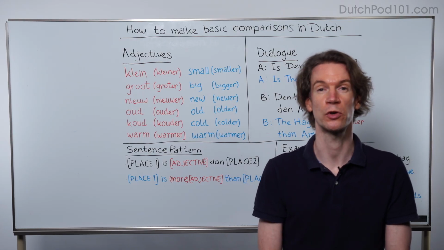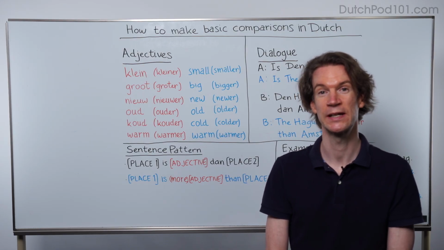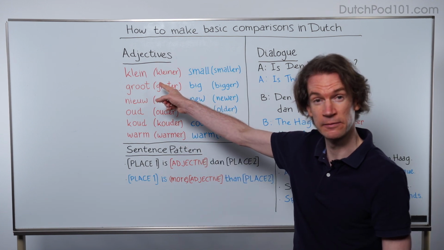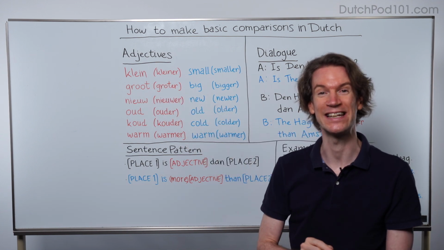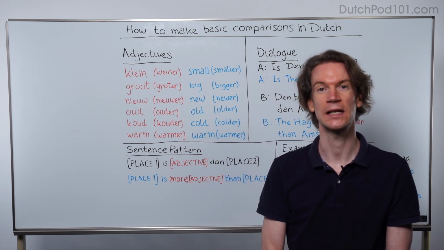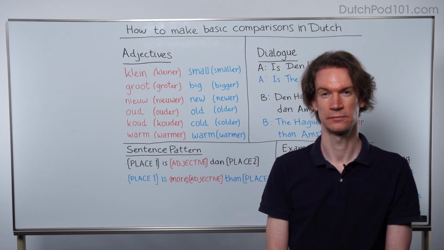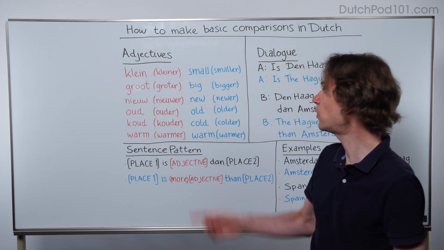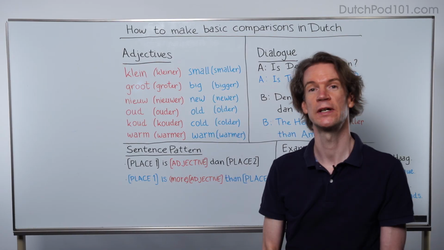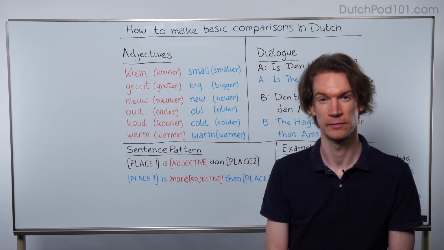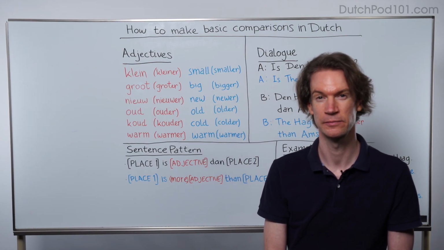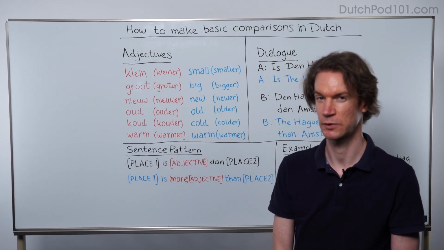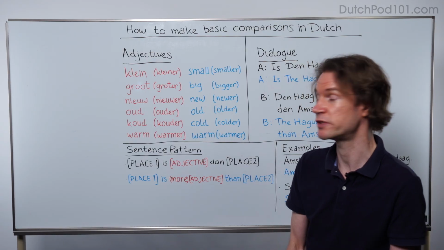First, we have the Dutch word for small, which is klein. And then if you want to make comparisons and turn it into smaller, it becomes kleiner. Kleiner. Got that? Okay. Let's go to its opposite.